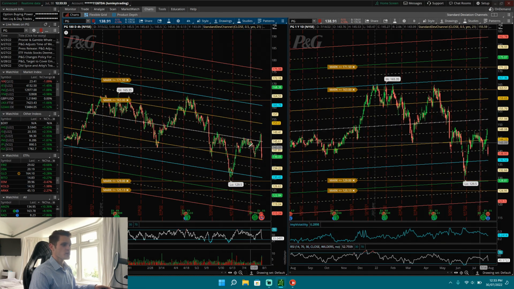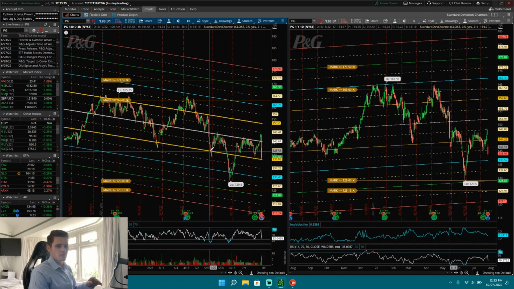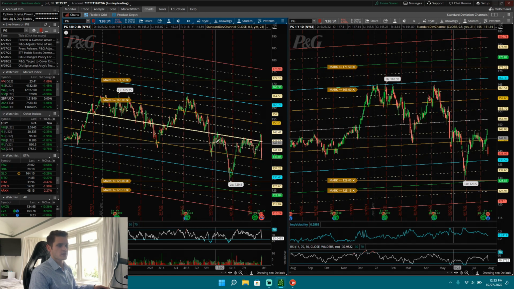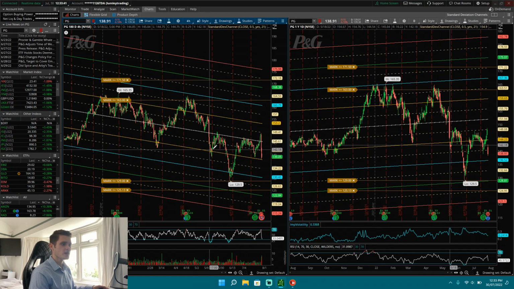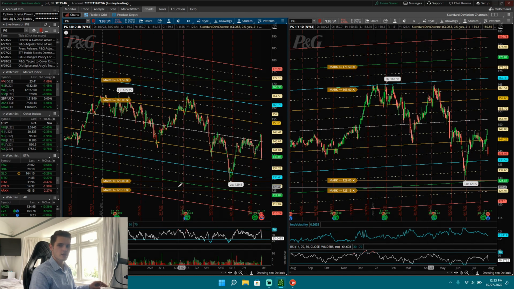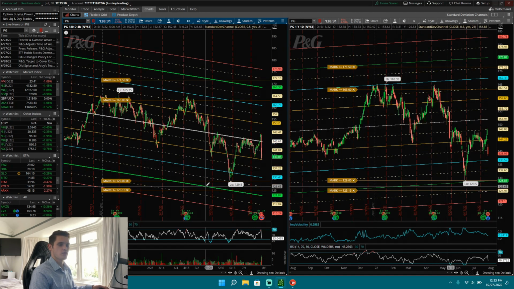And so most of the time we're not paying attention to these first deviations, and the reason for that is, like I said, 68% of the data trades within it. But that does also mean 32% of the data trades outside of it. So normally it's not going to be as accurate as going on to the second or third deviations.